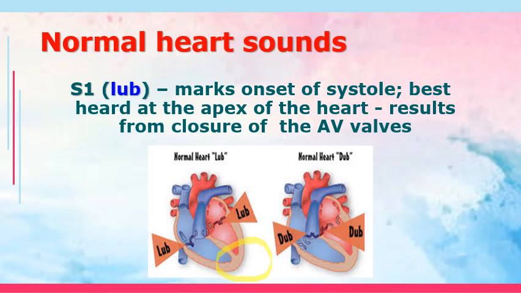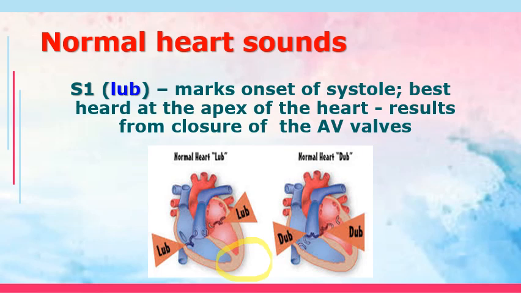It results from the closure of your AV valve. Again, it results from the closure of your AV valve. The intensity increases with tachycardia and mitral stenosis. The accentuated S1 occurs as AV valves close with greater force than normal. If there is a decrease in your S1 sound or your lub sound, it could be caused by mitral regurgitation and heart failure.